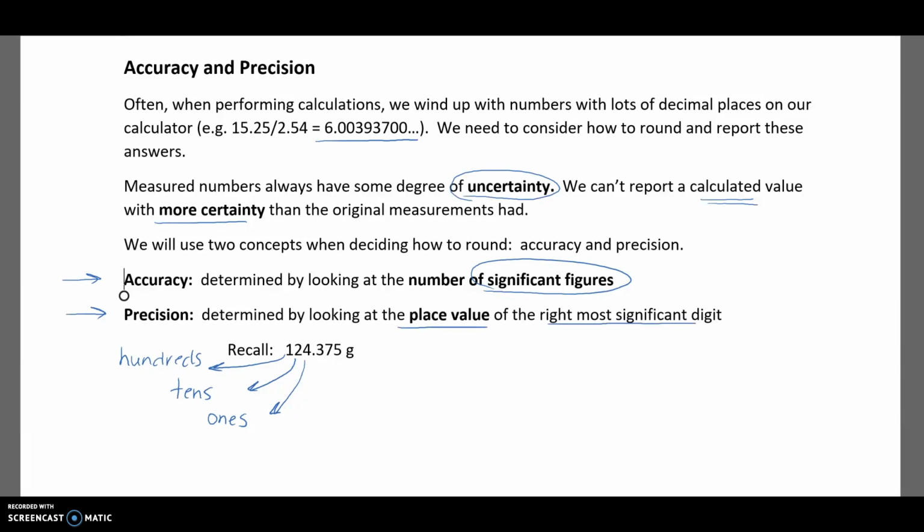When I look to the right of the decimal place, the 3 is in the tenths position, the 7 is in the hundredths position, and the 5 is in the thousandths. The rightmost significant digit, or this 5, tells us that this value is measured to the nearest thousandth of a gram. The more decimal places, the more precise the value is.